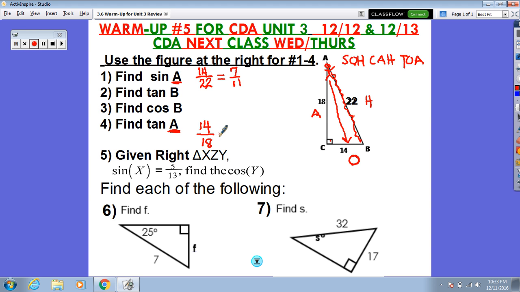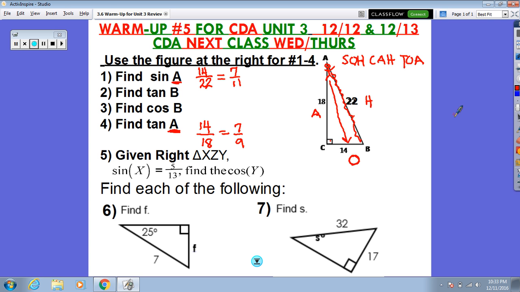Now I'm going to do the same thing to simplify the tangent of A. So 14 divided by 18 in my calculator, hit math and hit enter 2 times, and that simplifies to 7 over 9. Okay, now I know some of you could do that in your head, and if you can, go ahead, but you have to show your setup.